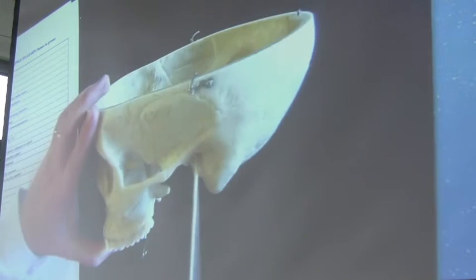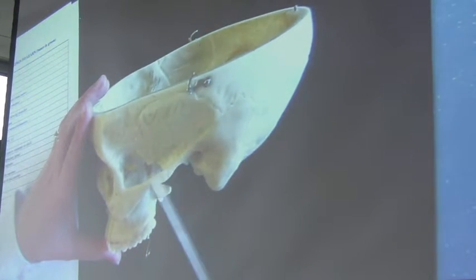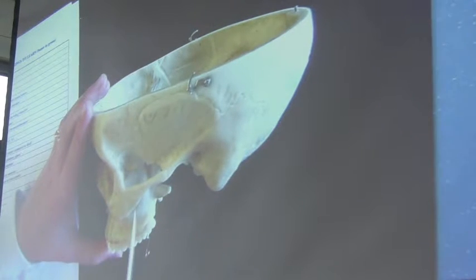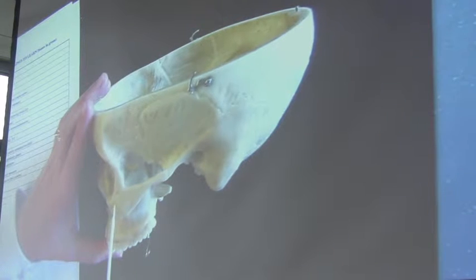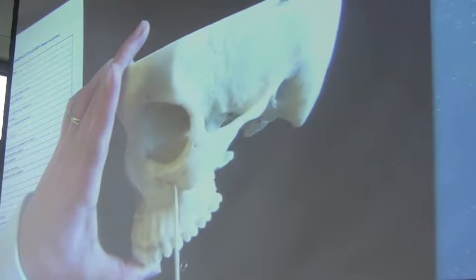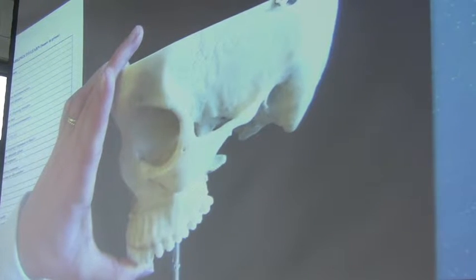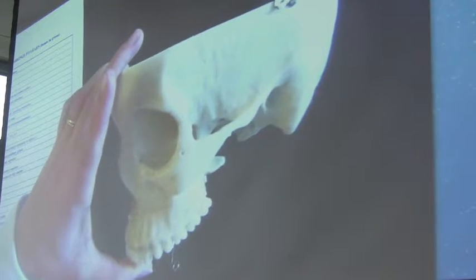Okay, then also a little bit of this arch right here is temporal bone. But you'll notice right here, there's a suture. This becomes the zygomatic bone right here, which you would call your cheekbone. So this is the zygomatic bone starting here and extending to here and up to here. It makes up the outer part of your eye orbit and then your cheekbone.